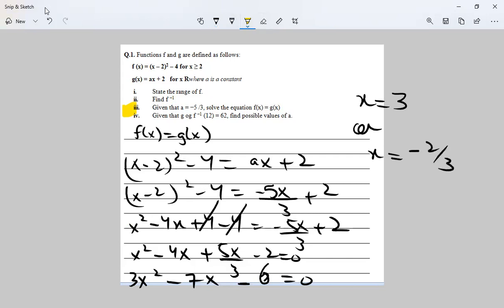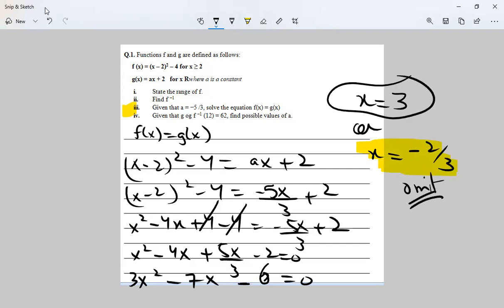As it is already mentioned, x is greater than or equal to 2. It means that we will omit this value, we will not consider it, and 3 will be the only answer. That was the third part.